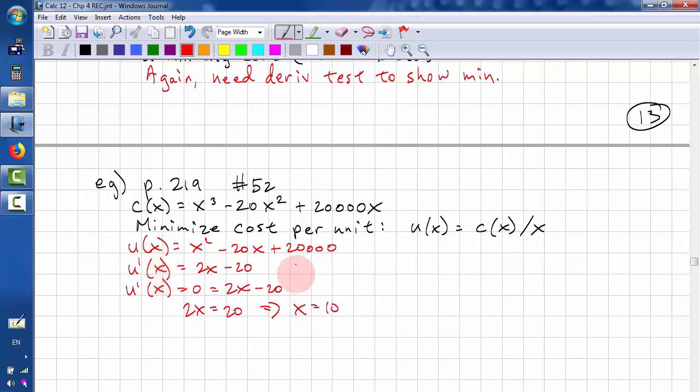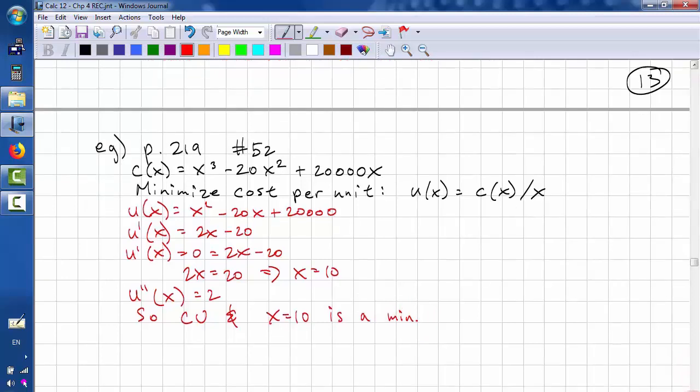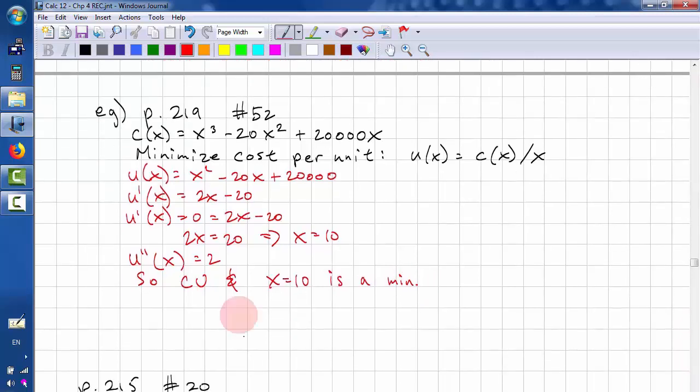It's not hard to take the second derivative. So let's do that. U double prime of x equals 2. So this is concave up for the whole function. And x equals 10 is a min. Now, this next step is not required, but I'm showing you what you would have to do if you needed it. Not required.